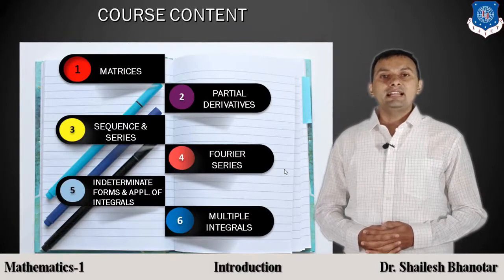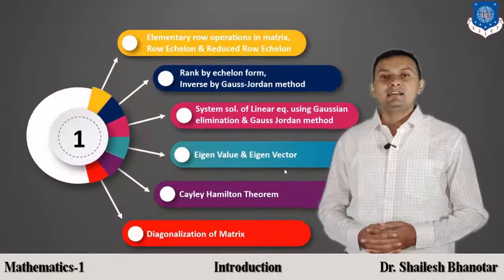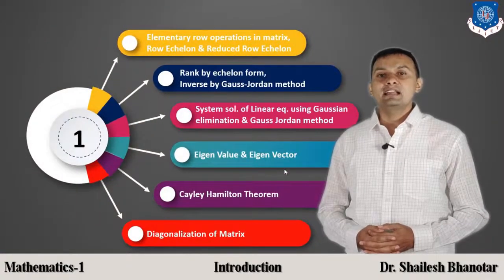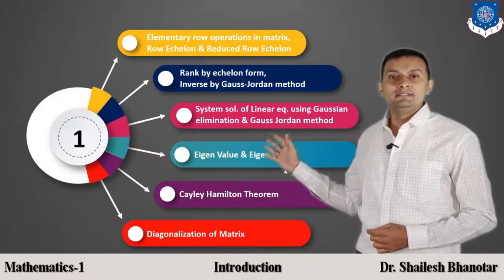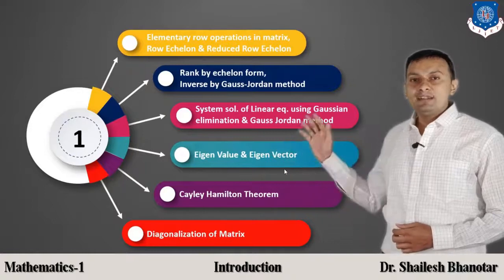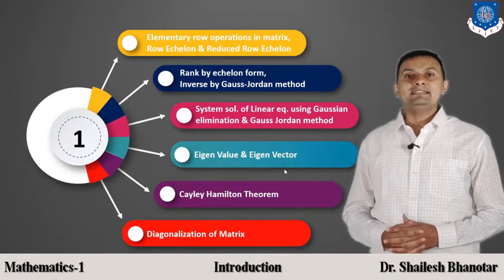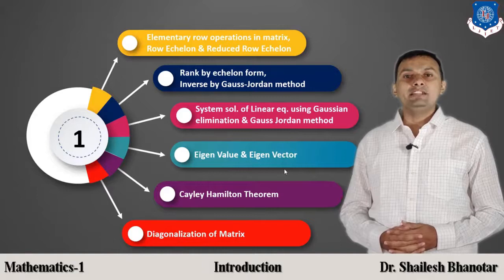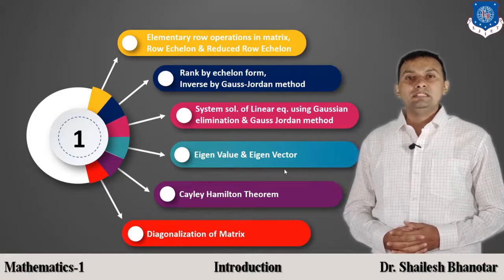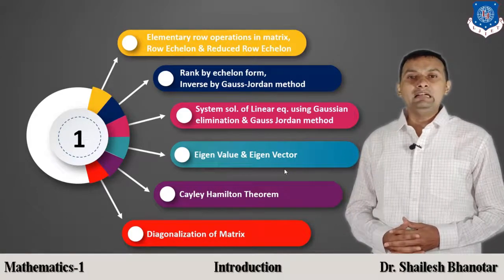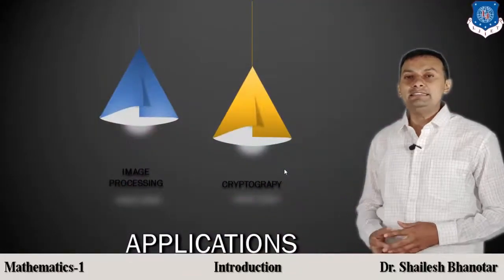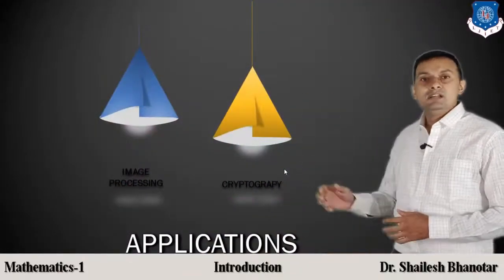In all, there are 6 units. Firstly, let's have a glance at the content of Unit 1, Matrices. What is a matrix? A matrix is a rectangular arrangement of rows and columns. The topics we will learn in the matrices are displayed here.